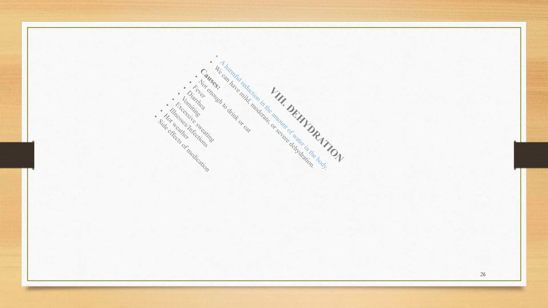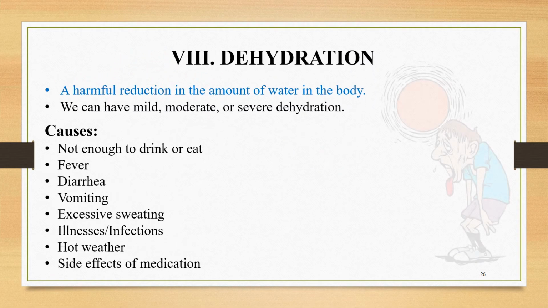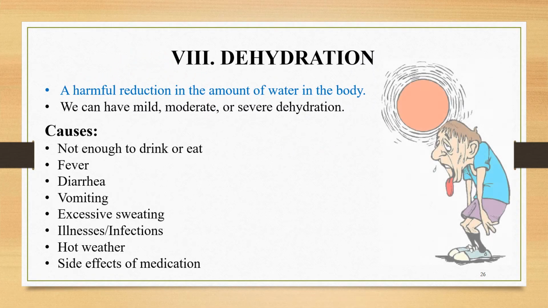Dehydration. Dehydration is a harmful reduction in the amount of water in the body. We can have mild, moderate, or severe dehydration. Causes: not drinking enough or not eating enough, fever, diarrhea, vomiting, excessive sweating, illnesses, infections, hot weather, and side effects of some medications.